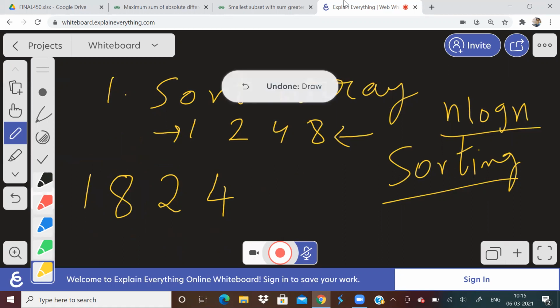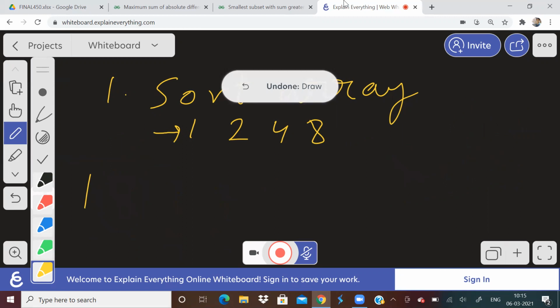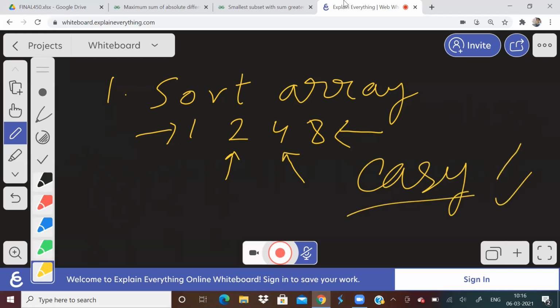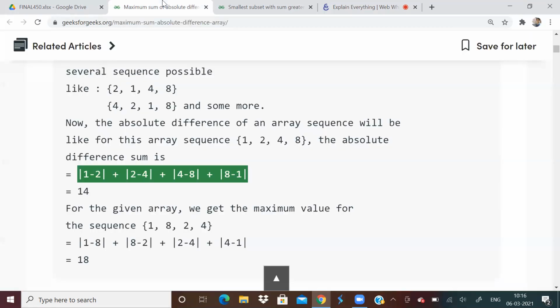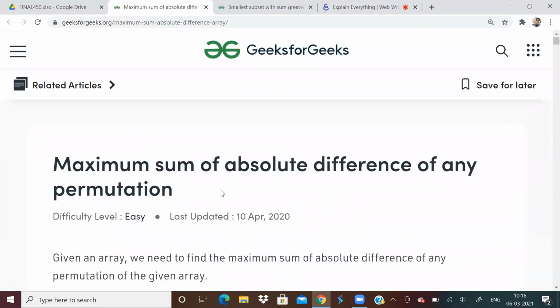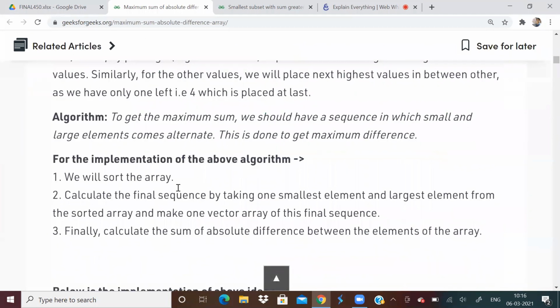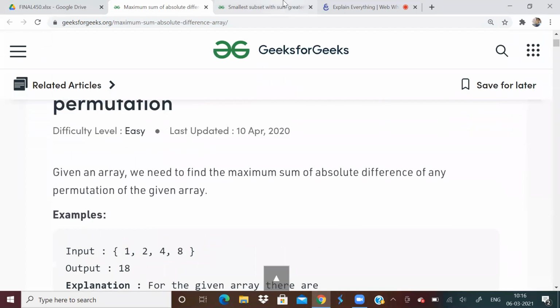I'll just erase all this and tell you. After sorting the array, start from the left. Take the first element, then take the last element, then take the second element, take the second last element. I think this is very easy to understand. This is a very easy problem, and I think you would have understood by now, right? What I'm trying to say. So that was this problem, maximum sum of absolute difference of any permutation. Otherwise, if you have not yet understood, the same thing is written in this article also. You can look at it.